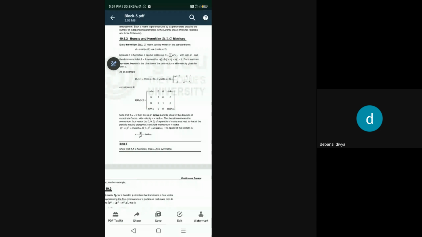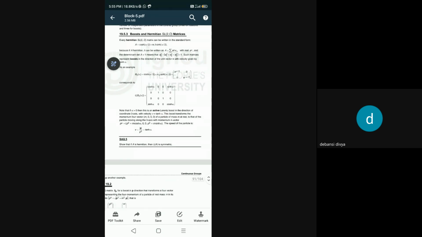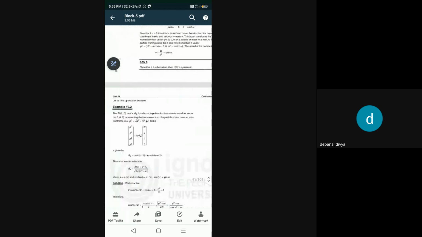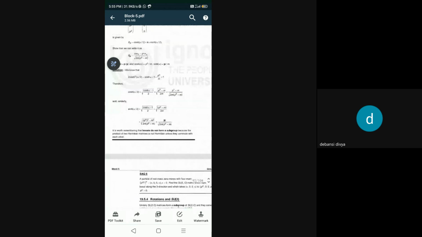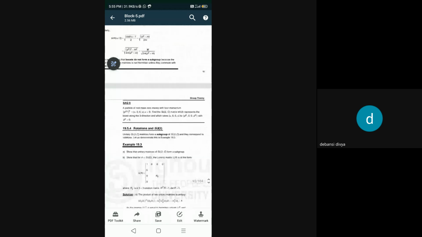And if alpha is greater than 0, then this is an active Lorentz boost in the direction of the coordinate 3 axis with velocity v equal to tanh alpha. So this boost transformation takes the momentum 4-vector (m, 0, 0, 0) of a particle of mass m at rest to that of the particle moving along the 3 axis with momentum 4-vector. So the speed of the particle is v equal to modulus of p by p0 equal to tanh alpha. There is a SAQ, so that if A is Hermitian, then L_A is symmetric. There are some examples as I show on the screen. You can go through this.